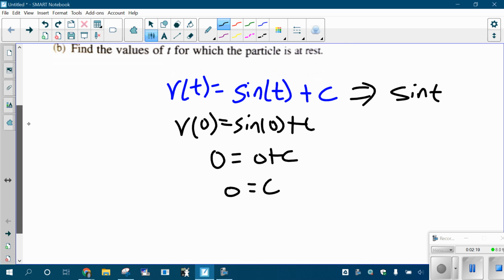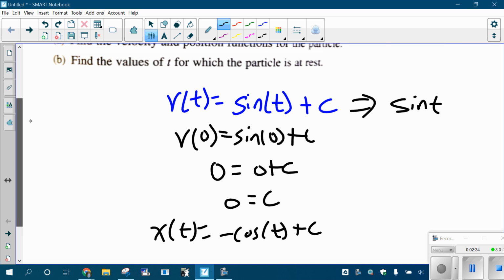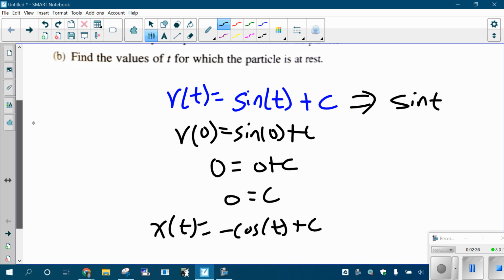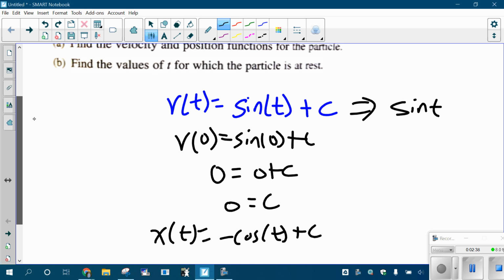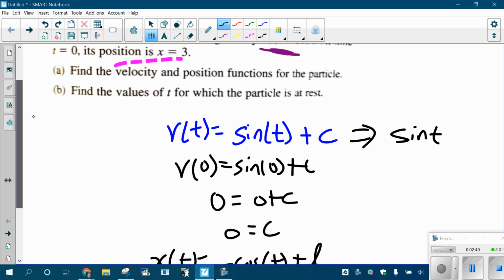So then to find your position function, do the antiderivative of velocity, and you get this. And again, you have to solve for this Covey constant. It's a different Covey constant than for the velocity function, because now we're having a position function. You can use a different variable if you want. You can use a Lemke constant, some people do. And how do you find that Lemke constant?